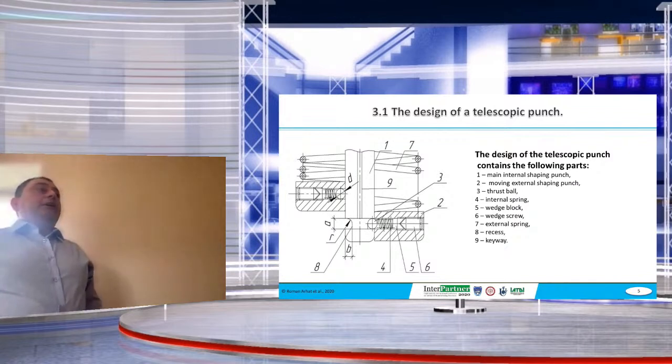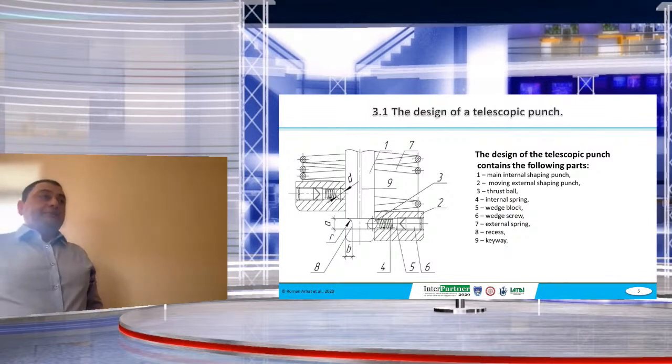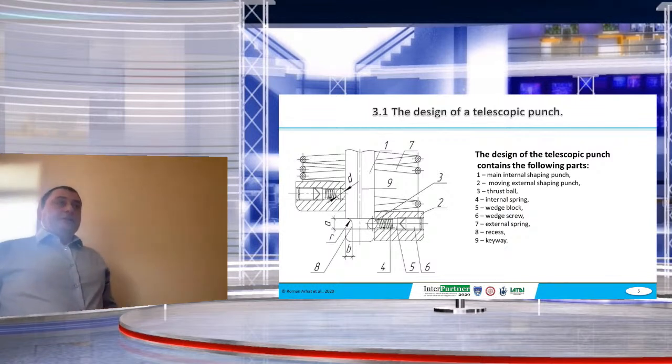Recess 8 has a radius of curvature equal to half D in the upper part to release the thrust ball out of engagement, and forms a step from below to fix the position of the external punch. The force of the pressure of the thrust ball to the internal punch is regulated using block 5 and screw 6. Next slide, 6.